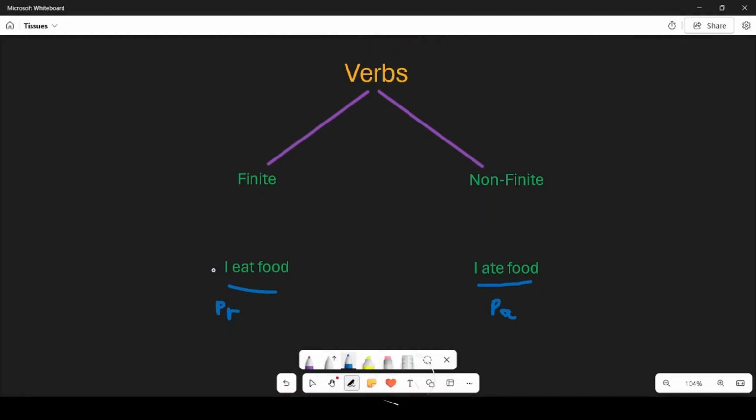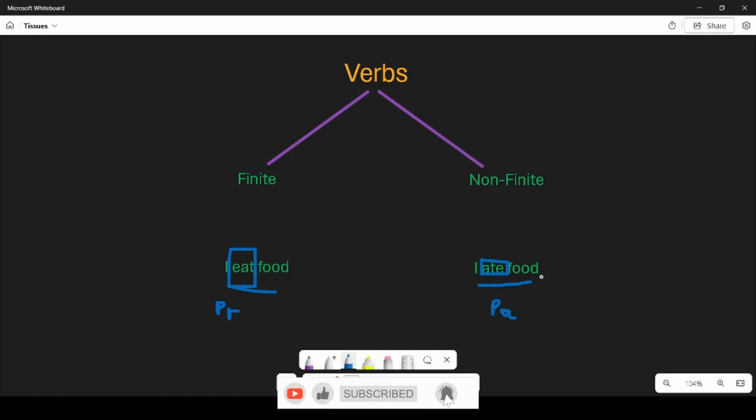So I eat food and I ate food. The word eat here is changing. Eat has become ate. So what do we understand from this? We understand that the word eat is a finite verb because it's changing. Their forms change according to the subject, the person, and the tense of the sentence.